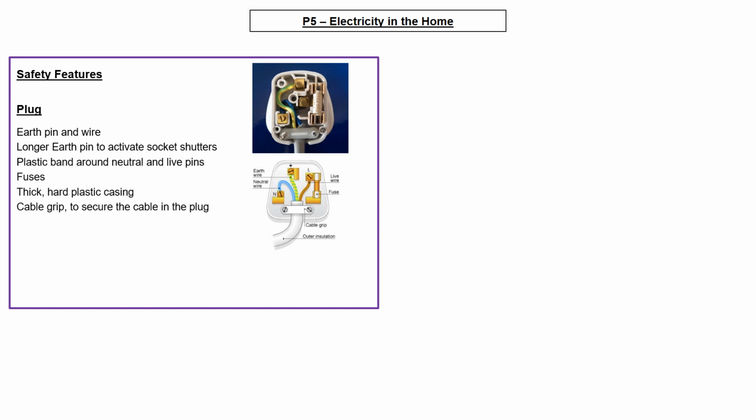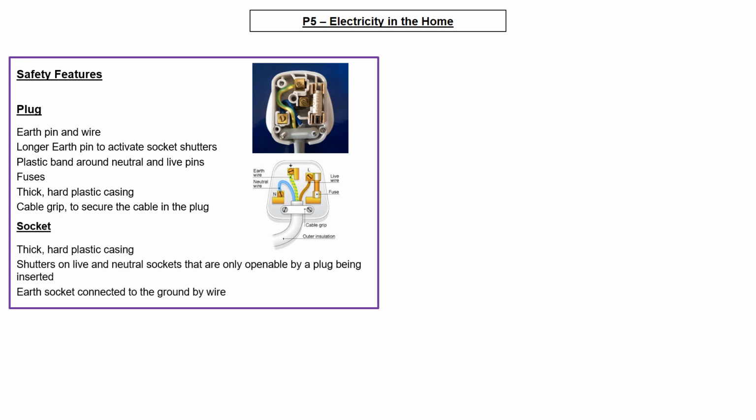The longer earth pin is to activate socket shutters. There's a plastic band around the neutral and live pins. There's a fuse which will break when there's too much current going through. A thick, hard plastic casing so it doesn't melt, and also to insulate against the electricity. There's also a cable grip to make sure that the cable is secure in the plug. Now you'll notice here the neutral is the blue wire, the live is the brown wire, and the yellow-green one is the earth wire.